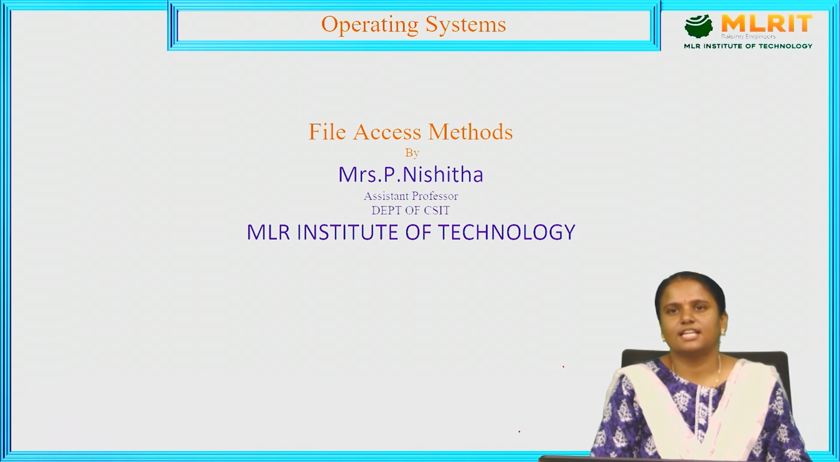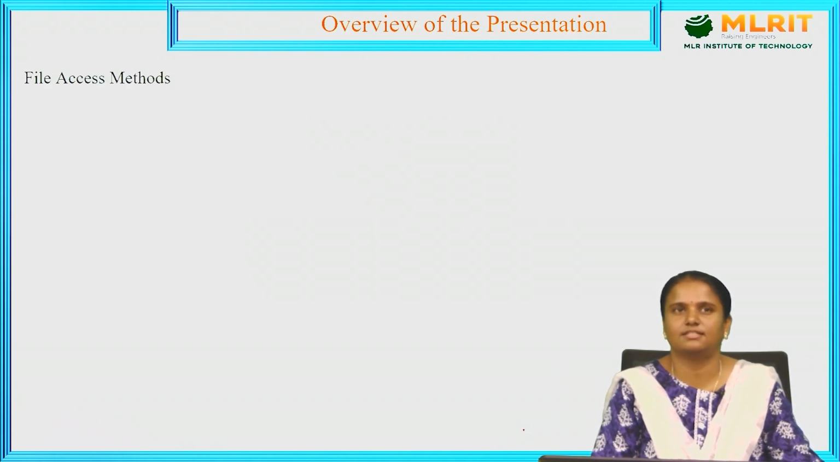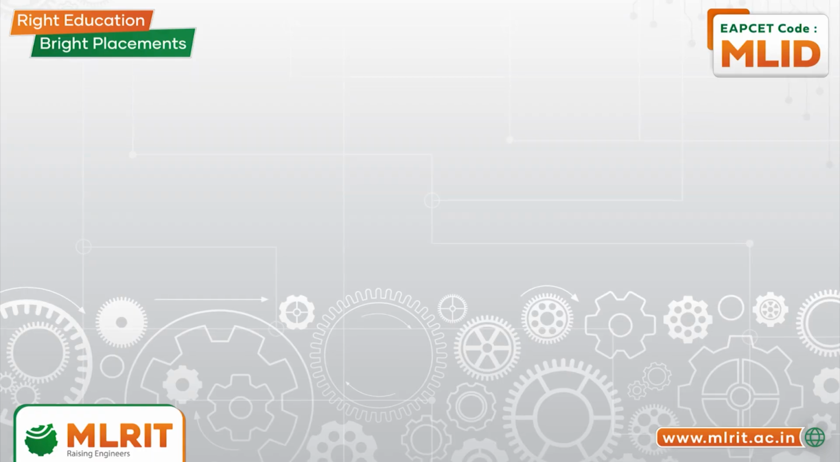In previous sessions, we have seen file allocation methods, file table, file structures and directory structures. In this session, we are going to describe file access methods. Let us see the overview of this presentation. File access methods are of three types: sequential, indexed and random. Let us start our file access methods.